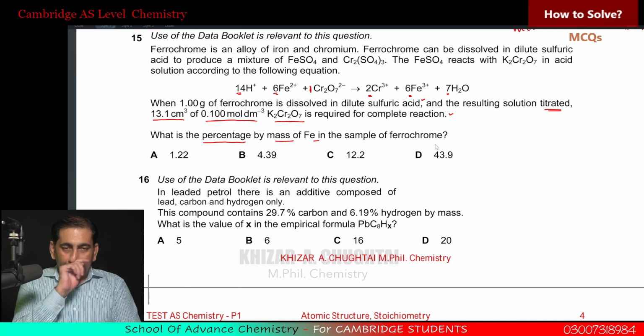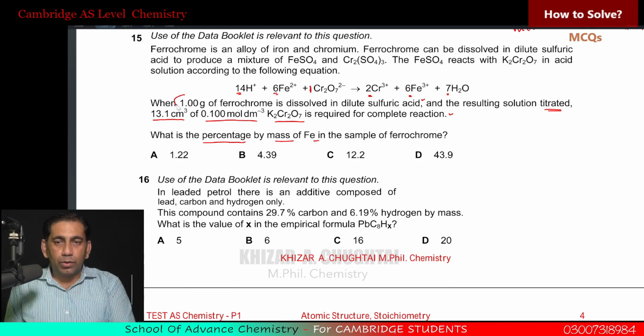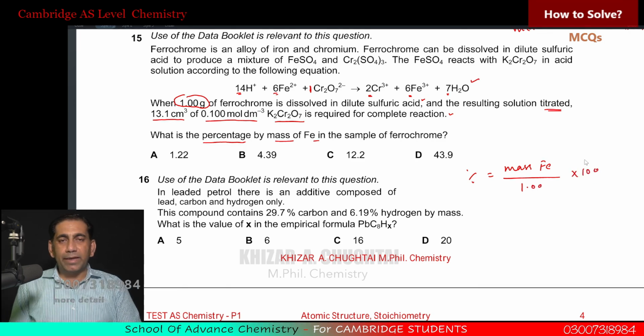You know, the total mass of the sample is equal to 1 gram. This is the total mass. I mean, the formula of percentage by mass is the mass of iron, that is to be calculated with the help of this equation, divided by total mass, multiplied by 100, and we will get the final answer. So the basic thing is to find the mass of iron.